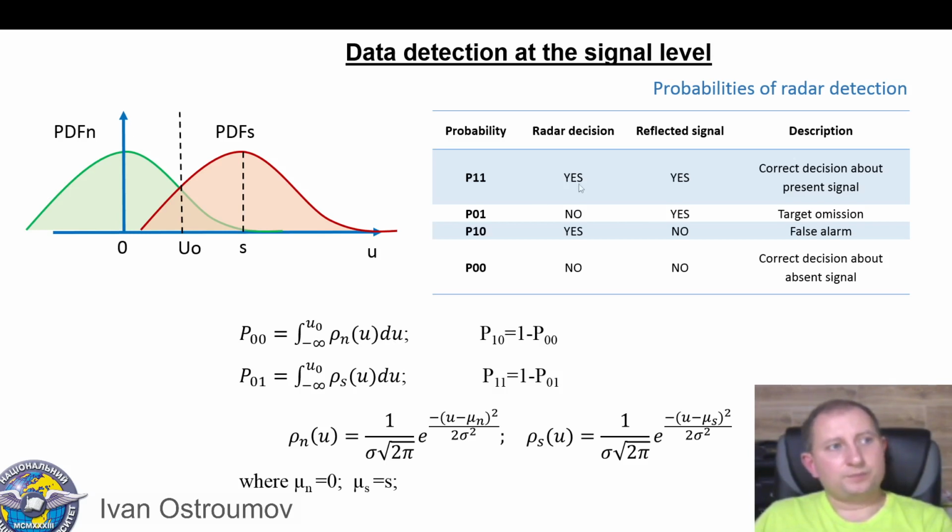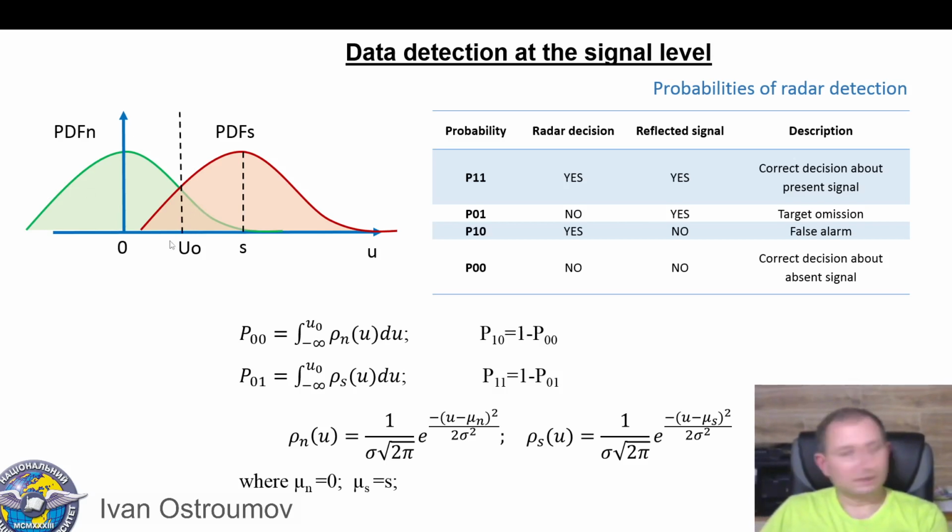Then P10 will be the probability of false alarm. Probability of false alarm means we do not have signal present, however, the system detected. It means that noise was much more than our threshold value. To count the probability of false alarm, we need to get the integral from our threshold value u0 up to plus infinity.